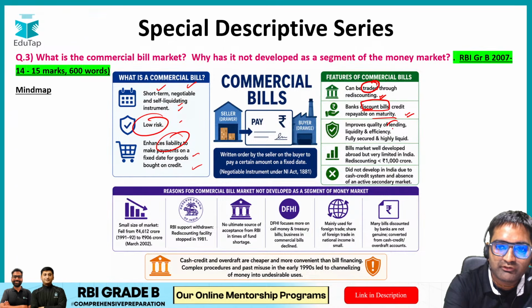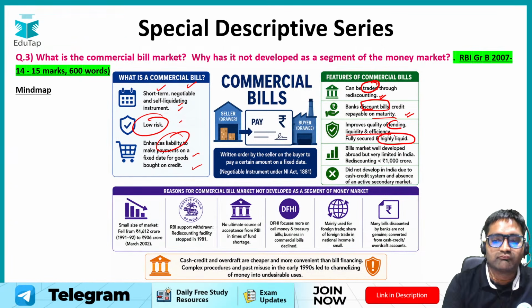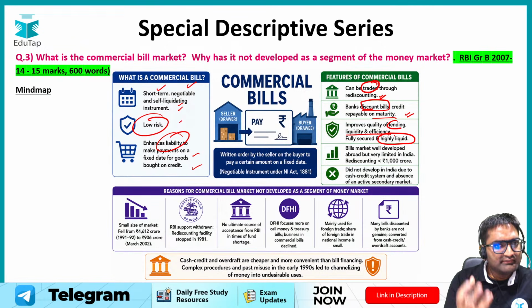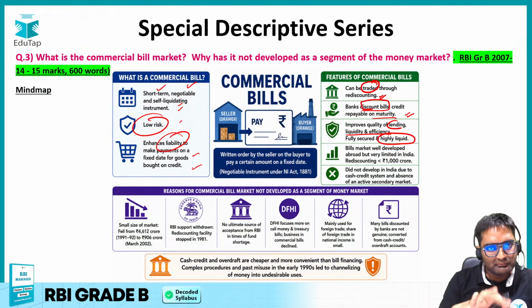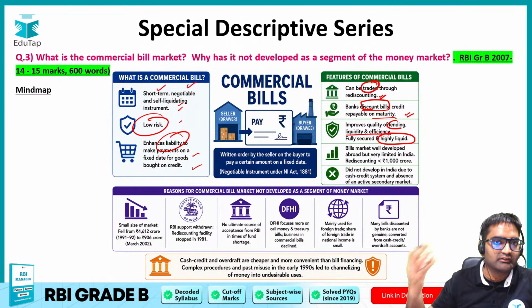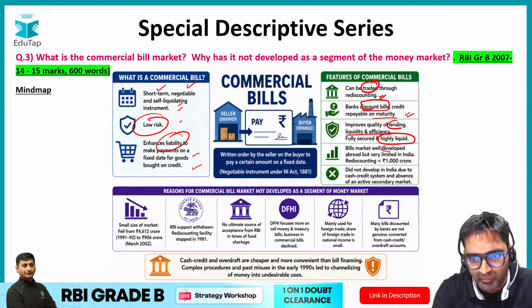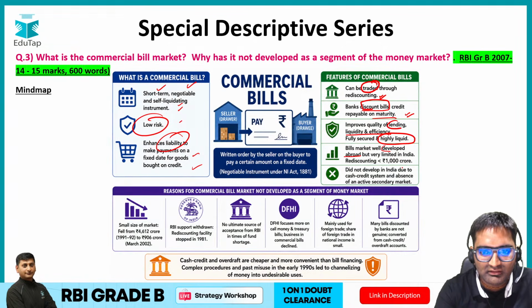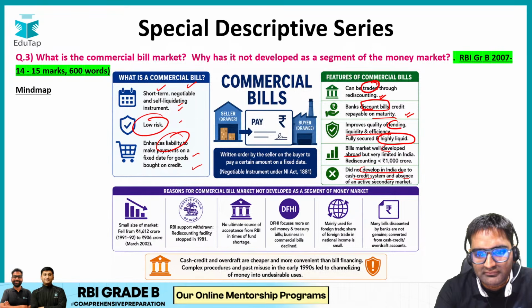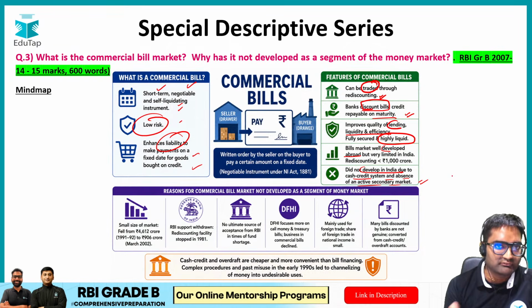It improves the quality of lending, liquidity and efficiency, fully secured and highly liquid. These commercial bills can be taken forward and rediscounted again and again, so money can be obtained in a very easy manner. The bill market is well developed abroad, but in India it is not that developed. It did not develop in India due to the cash credit system and the absence of a proper secondary market in this regard. So that is also a feature.